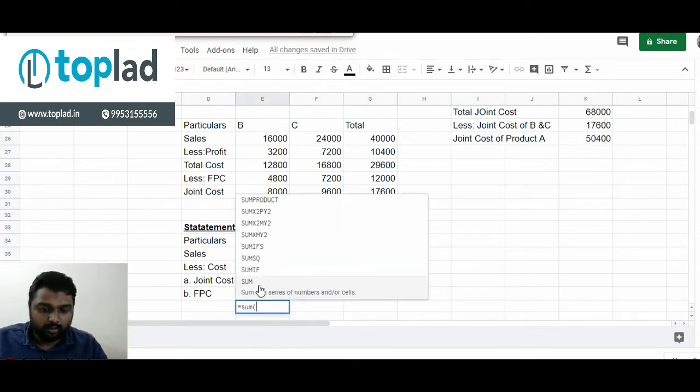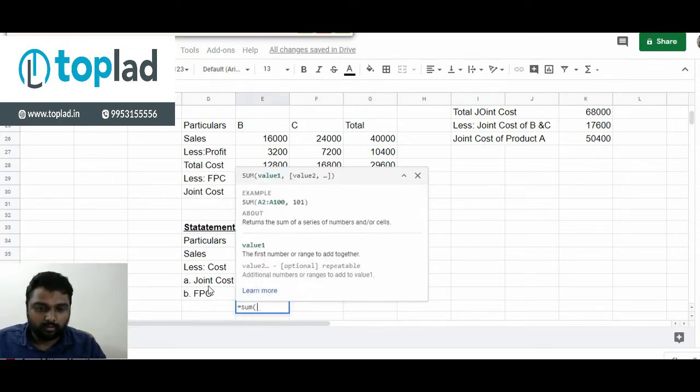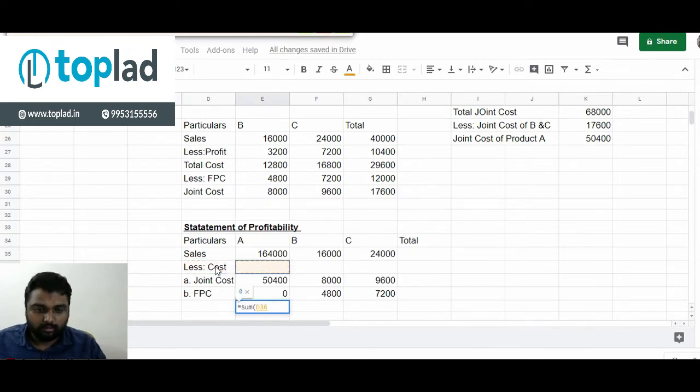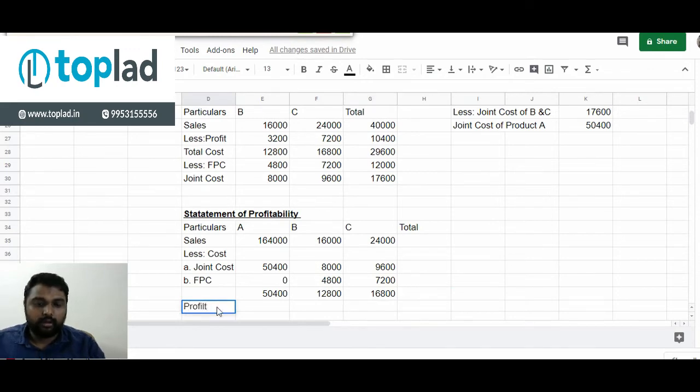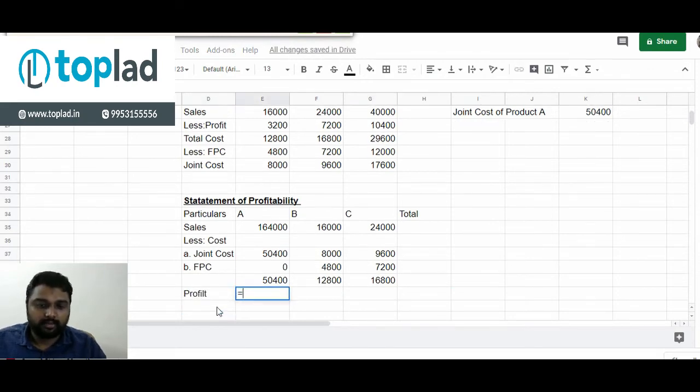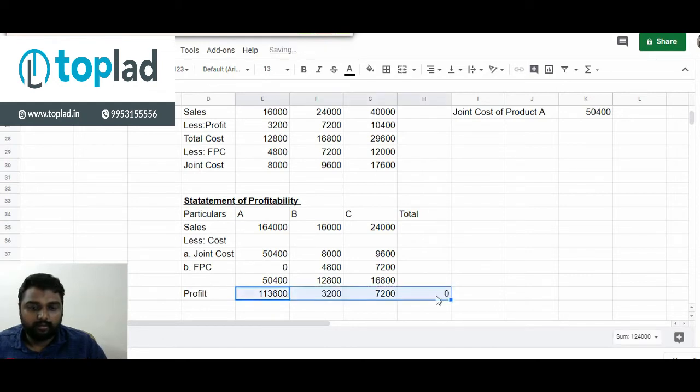So next column will come total cost. What will be the total cost? For A, 50,400. For B, it is like this. So we have to find out the profit. Profit is nothing but sales minus cost, which will be 1,13,300. Like that, it will go.